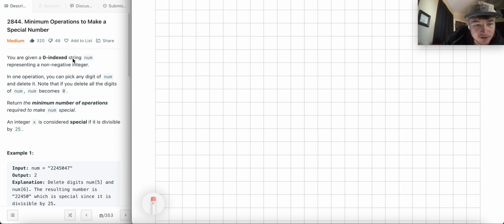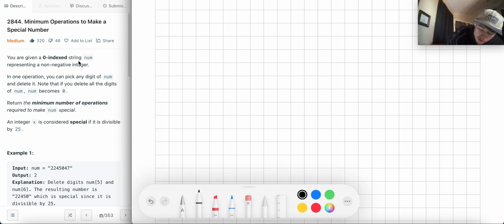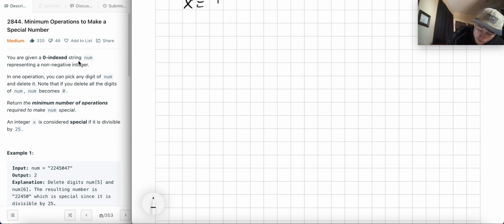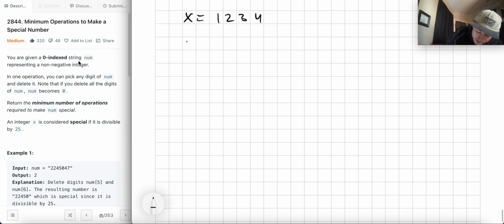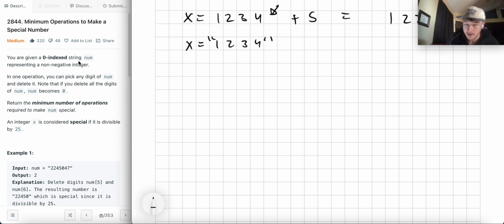Okay, you are given a 0-indexed string num representing a non-negative integer. So it's a string representation of an integer, right? What does that mean really quickly? Well, you could have x being 1, 2, 3, 4, or you could have a string representation of the integer, which means you have quotes around it, "1234". What's the difference between these two things? Well, this is treated directly like a number. So if I add 5 to this, I get 1239.